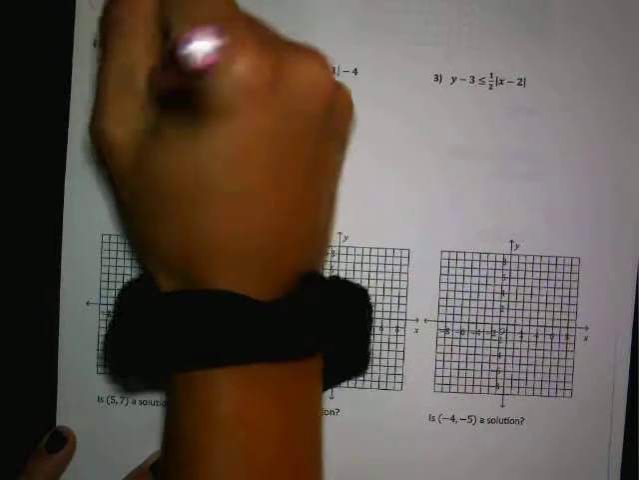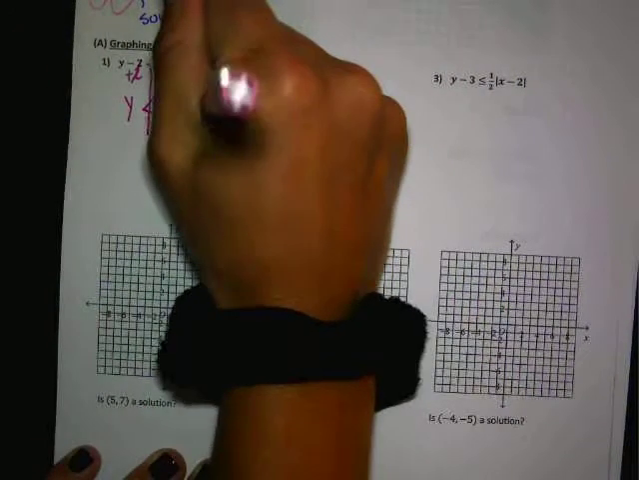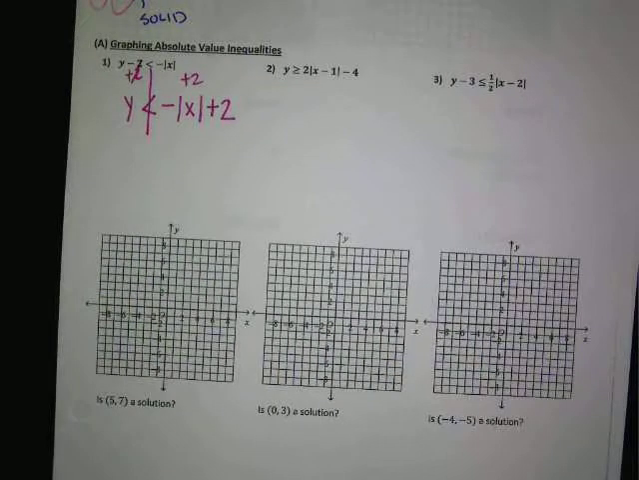So now I have Y is less than negative absolute value of X, and then plus 2. You cannot combine the 2 with the x. They're not like terms. And you also just can't add things into your absolute value sign. It doesn't work like that. So you just stick it on the end. Now y is by itself.